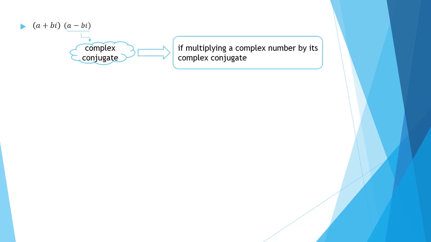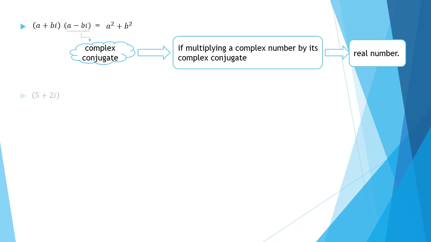But if you want to multiply this number a plus bi with a minus bi, this term is called the complex conjugate. What will happen if we multiply a complex number by its complex conjugate? We will get a result that is a real number. Its value is equal to a squared plus b squared.